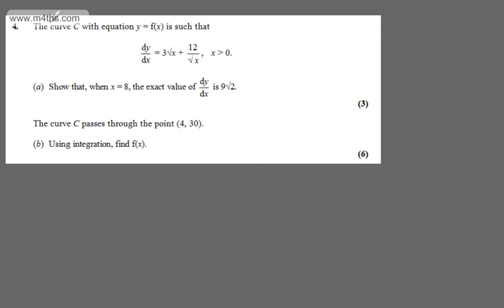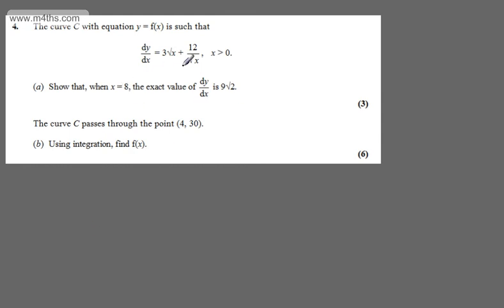In question 4, we're told a curve C with equation y equals f of x is such that dy by dx is equal to 3 root x plus 12 over root x, where x is greater than 0. In part A for 3 marks, we need to show that when x is equal to 8, the exact value of dy by dx is 9 root 2.